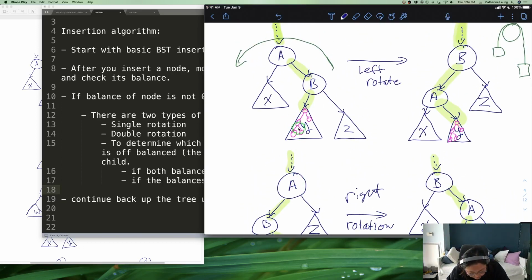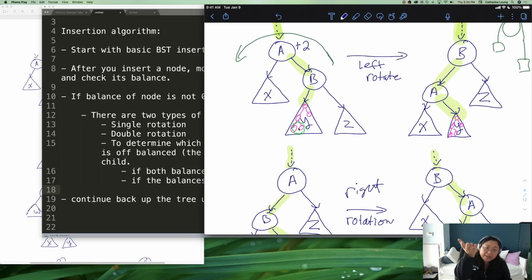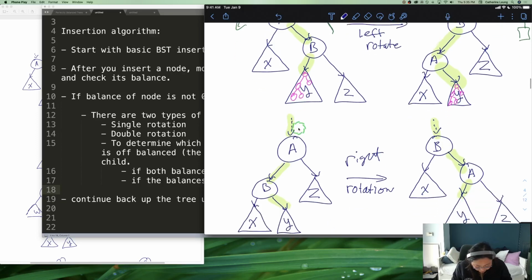If the balance at A is +2, then you're going to be doing the left rotate, because +2 means the right-hand side is too tall. So what you want to do is lift this side up, shorten it, and make the other side taller. So you do the left rotate if your right side is too tall. If it's +2, use the first picture as the way you do your rotation.